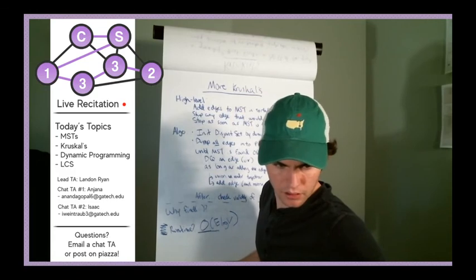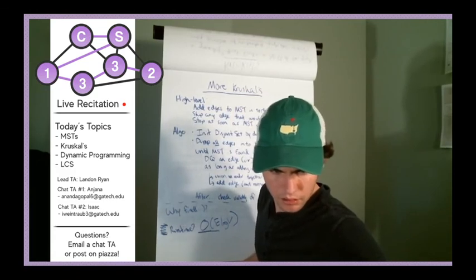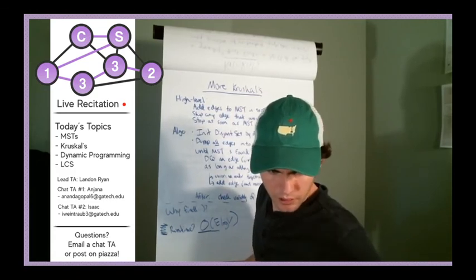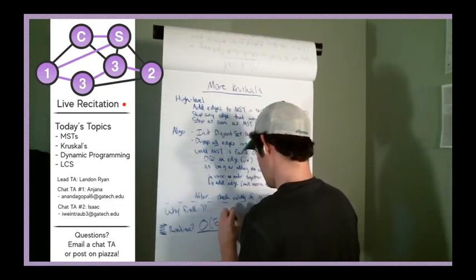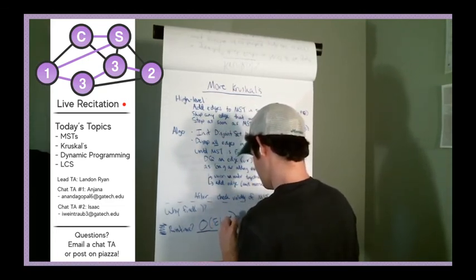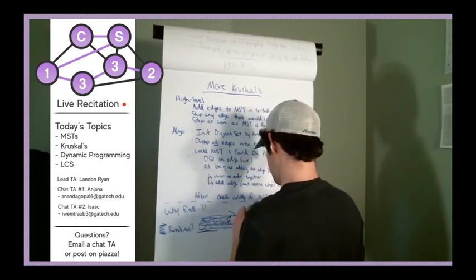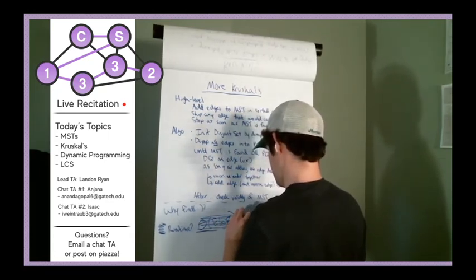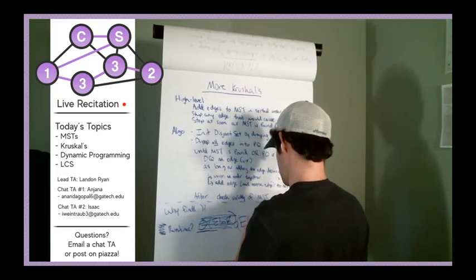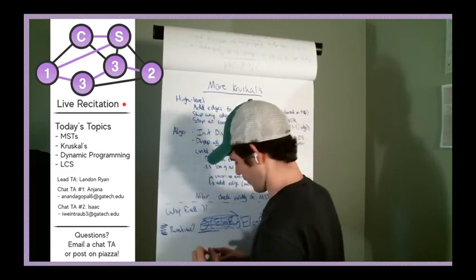Oh, let me check. E log E. Oops, my bad. This is kind of garbo, so I'm going to rewrite it. O of E log E. Sorry for that garbo writing.